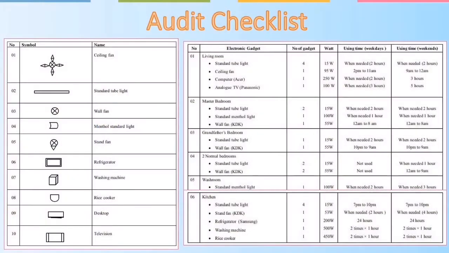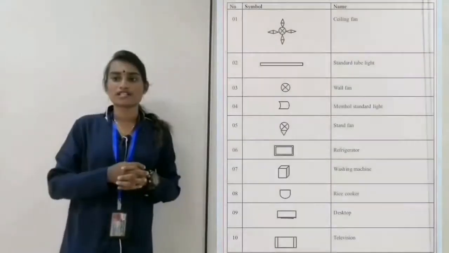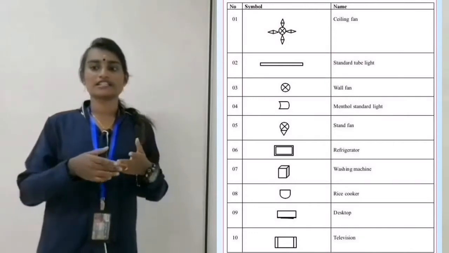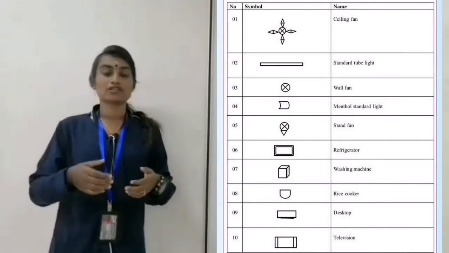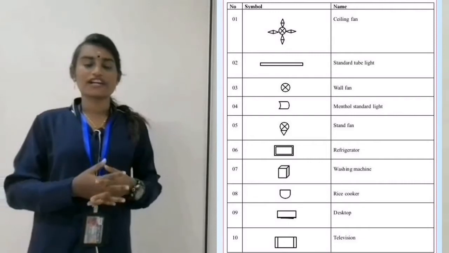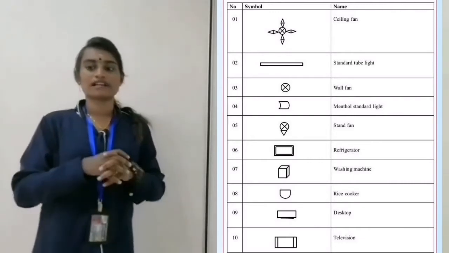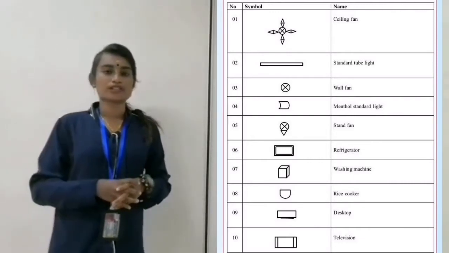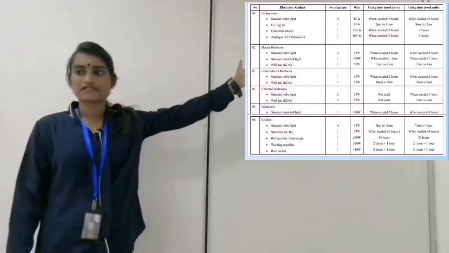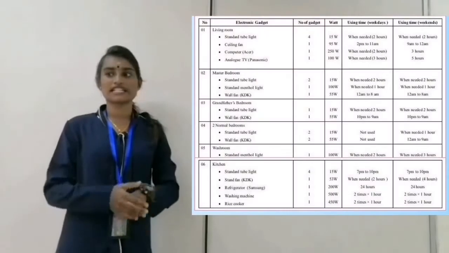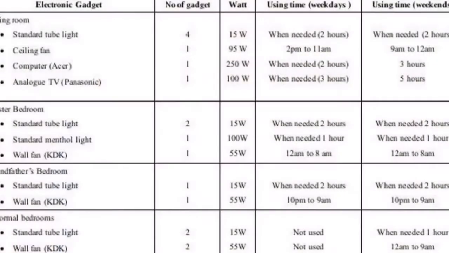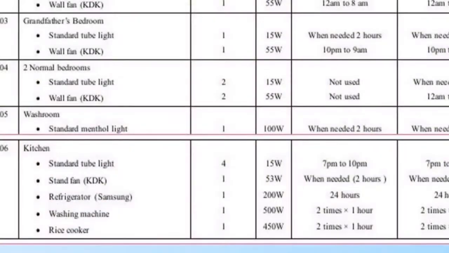Now I'm going to explain about the audit checklist. There are 10 electronic gadgets in our audit scope. First is the ceiling fan, standard tube light, wall fan, mantle standard light, stand fan, refrigerator, washing machine, rice cooker, computer and television. This is our audit checklist, which consists of the number of gadgets, watts and using times on weekdays and weekends. That's all. Thank you.